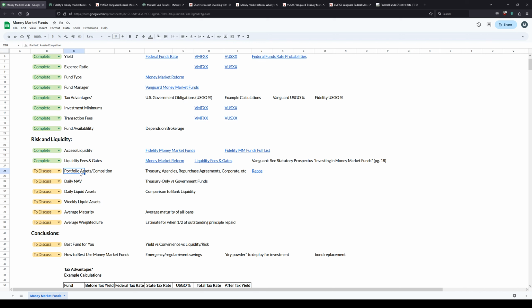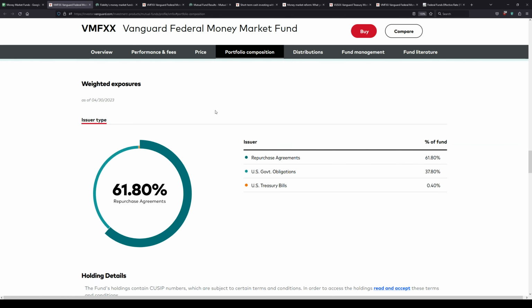Portfolio assets and composition is something worth taking a look at. So this is Vanguard's Federal Money Market Fund. In this case, you can see that the majority of the assets are repurchase agreements, followed by U.S. government obligations, and then a small amount in U.S. Treasury bills. The repurchase agreements is something that maybe people aren't exactly clear on what that is, and that has a lot to do with money market funds as they use these repurchase agreements a lot.